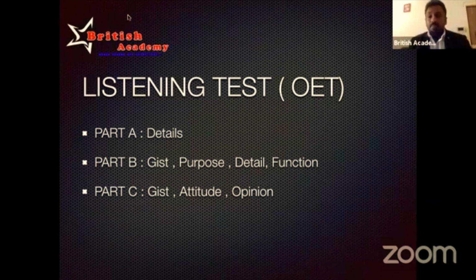Then comes part B. In part B, they try to find how well you're able to understand the gist, purpose, detail, and function. In the same way, part C will have two lengthy audios. It could be a medical lecture or a discussion, one way or two way, with two people talking at the same time. Part C will also cover topics such as gist, attitude, and opinion. They will be looking at whether you are able to understand the gist of the entire communication, and whether you are able to note down the opinion and then accordingly choose the right option.